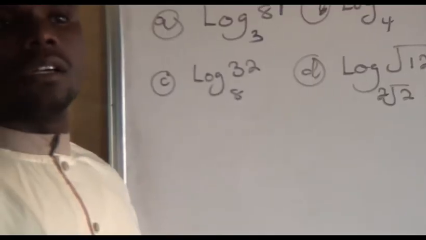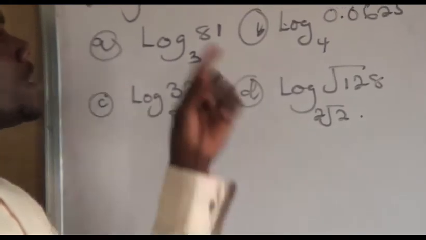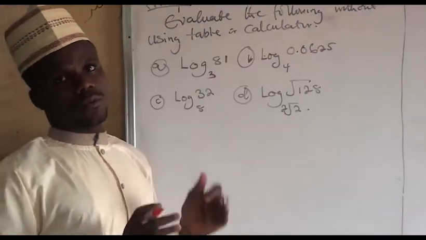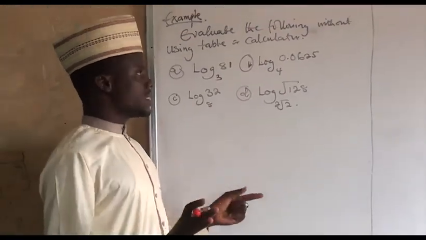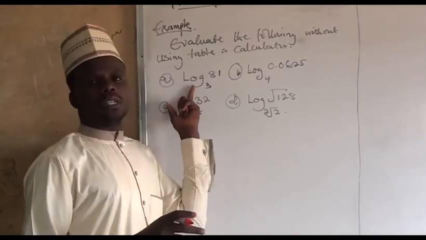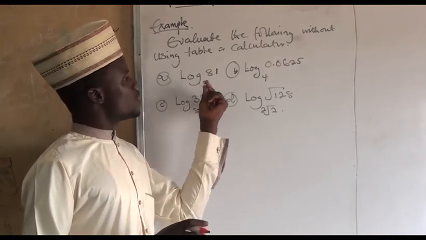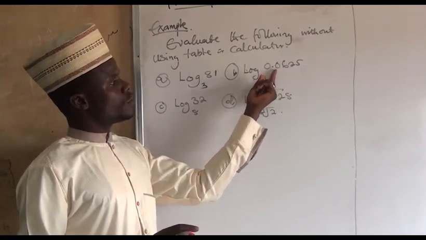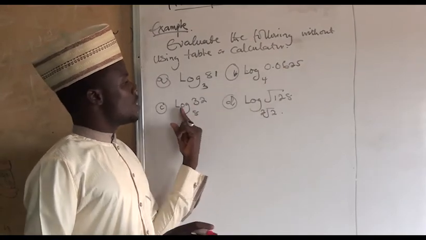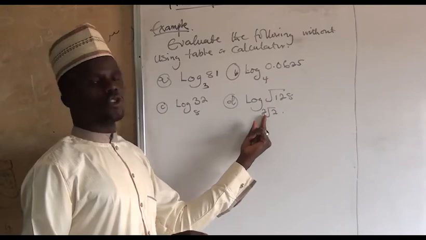Let's take a solution of this problem. We say evaluate the following without using table or calculator. So without taking a solution from calculator or from table, you now simplify, that is, evaluate these examples: log 81 base 3, log 0.0625 base 4, log 32 base 8, and log 128 base 2 root 2.